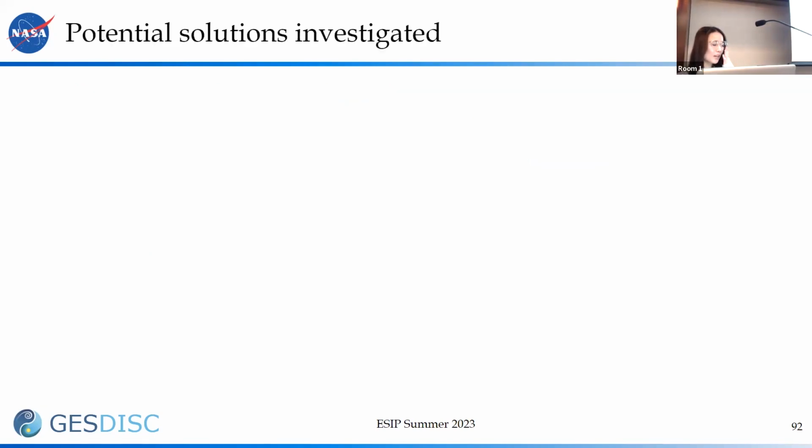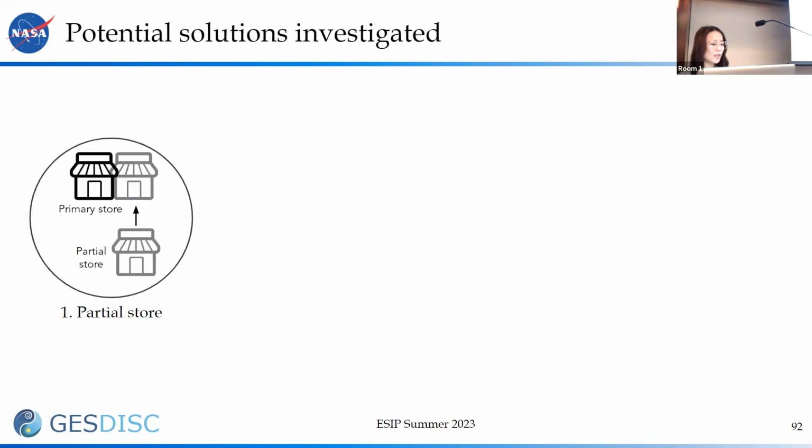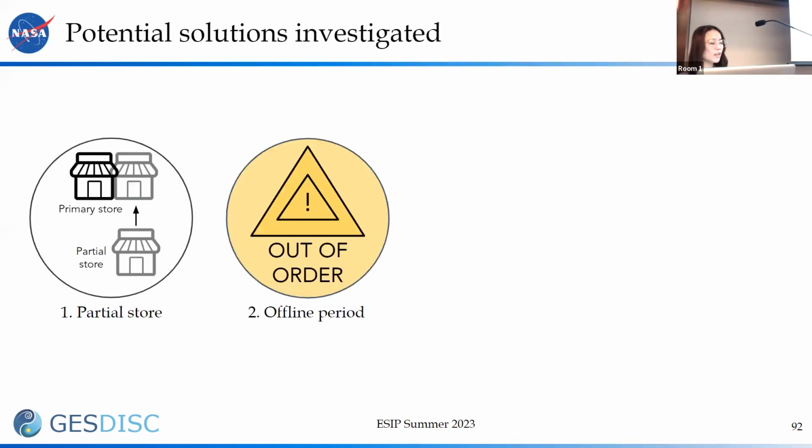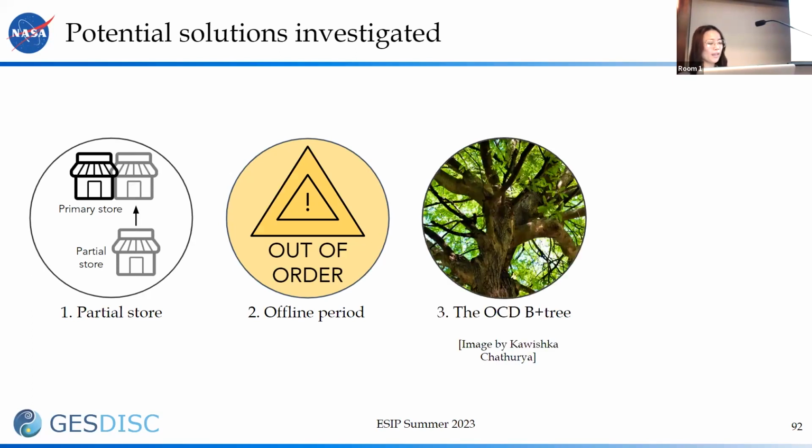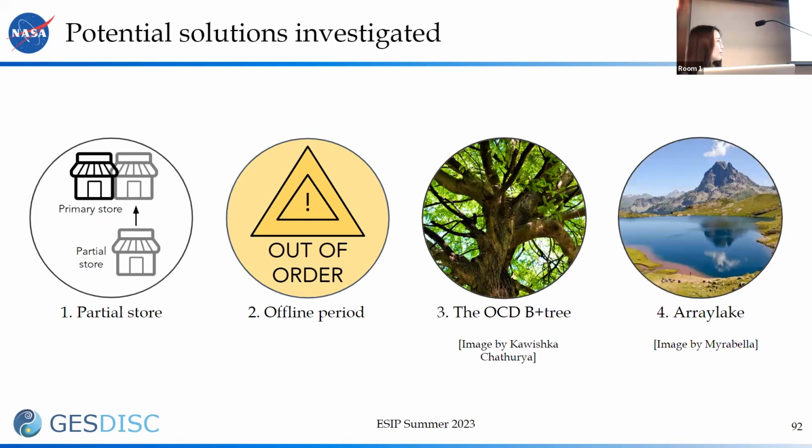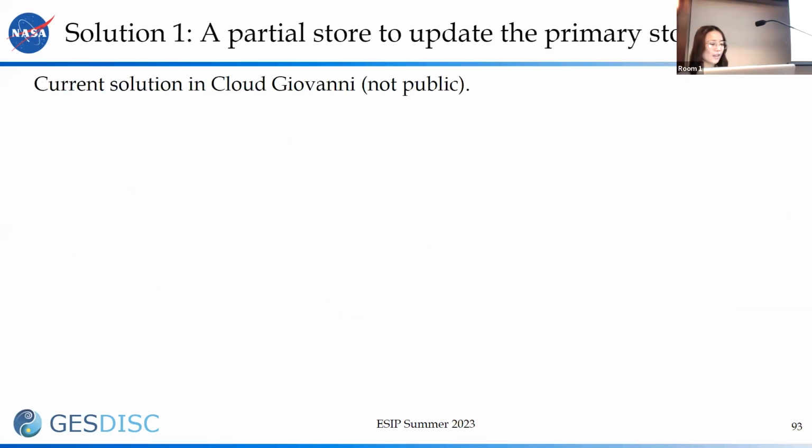All right, so a quick overview of the potential solutions that we looked into. We looked into how to have a partial store that is used to update the primary store, an offline period, this database format called the OCDB plus tree, and a data platform called Array Lake. So I'll talk about each of those very quickly. It won't be a deep dive, but mostly to introduce you to them and put them on your radar.